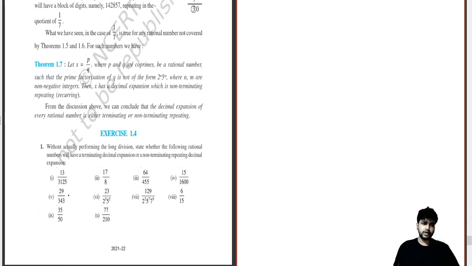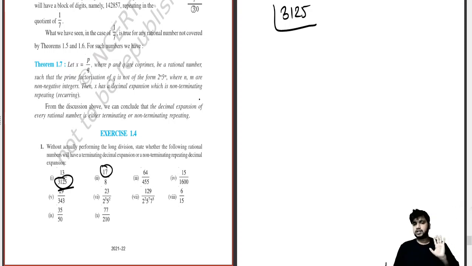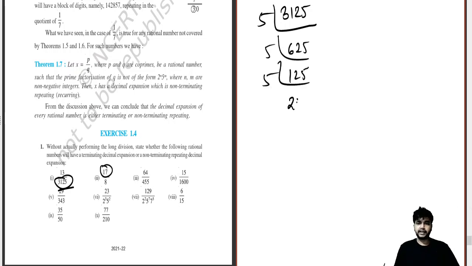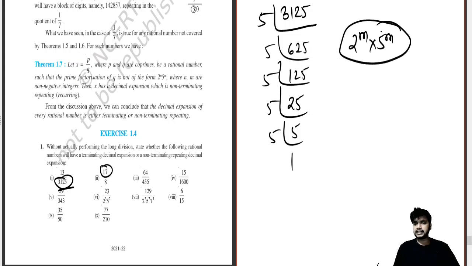Like a teacher may ask you, is this a rational number or irrational number? So take 3125. You will only be dealing with the denominator, no looking at the numerator. Numerator is the least bothered thing over here in all the 10 sums. So divide it: 5, 625, 5, 125, 5, 25, 5, 5, 1. So if you have any of these factors in the denominator, and other than that there are no factors, there are only factors of 2 and 5 and their multiples.